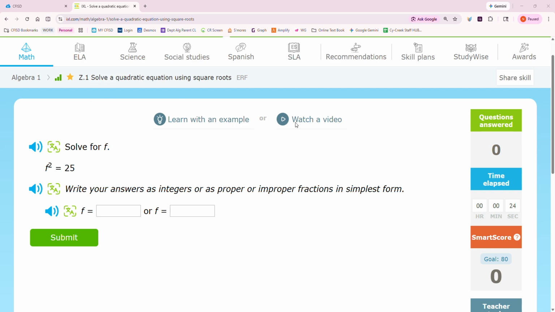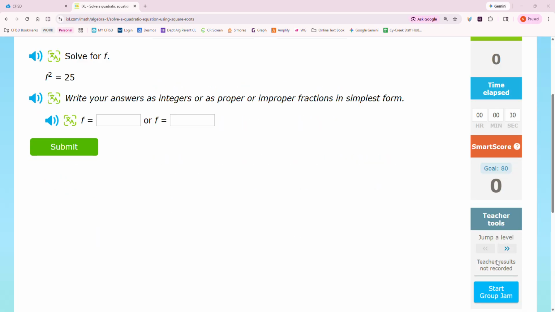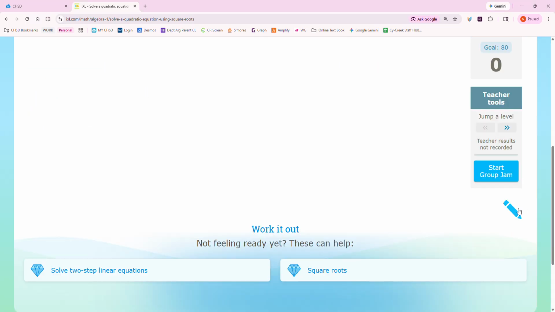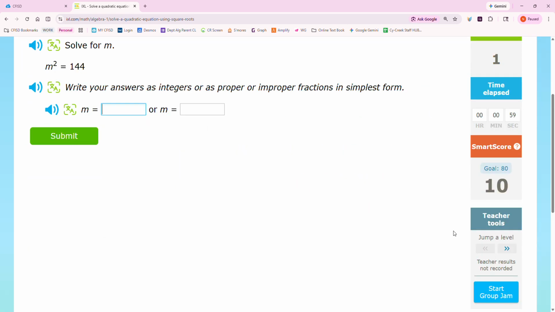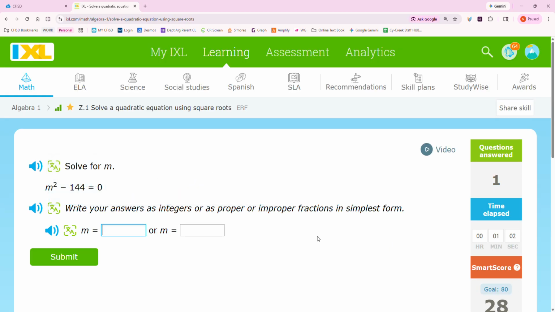All right, I'm going over the IXL for Z1 solving equations using the square root method. This is super, super easy. So all I'm doing is taking the square root. So if I have f squared equals 25, I'm taking the square root of both sides. So that's going to give me f is equal to plus or minus the square root of 25, which is 5. So my answer choices here would be -5 and +5. It is that easy. I'm going to go up a level just to talk about some more challenging problems.